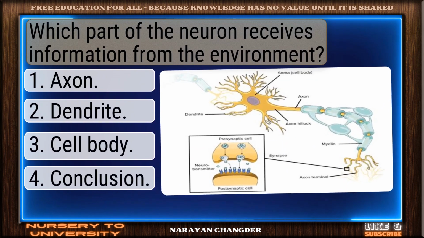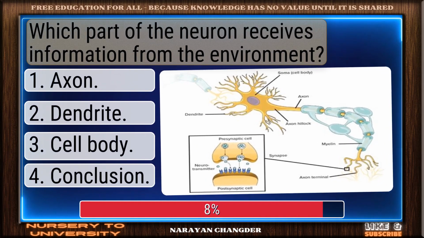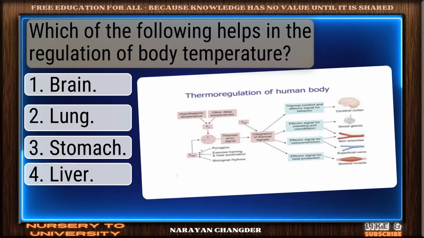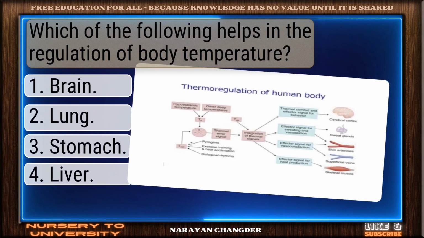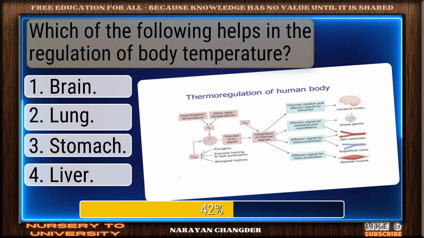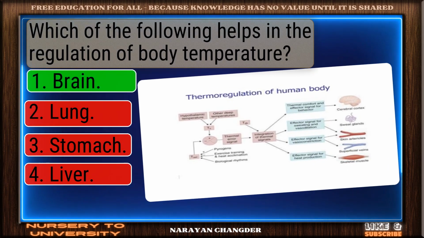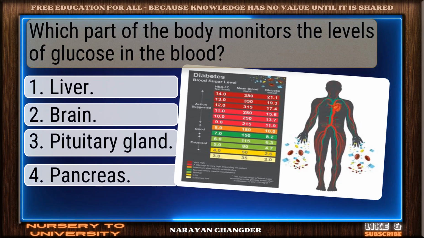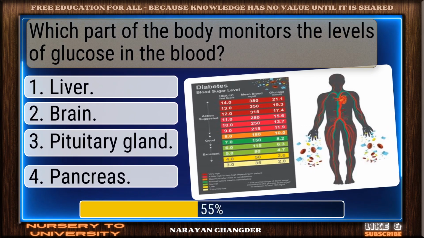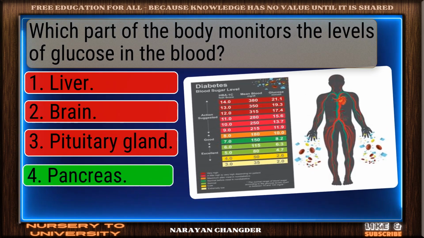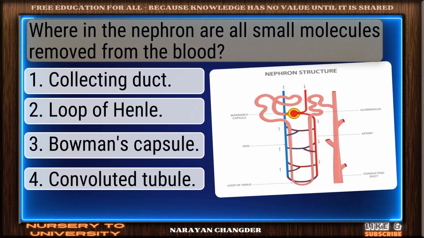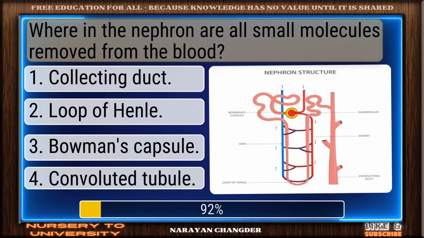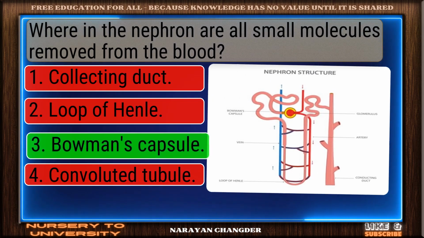Which part of the neuron receives information from the environment? On track, dendrite is correct. Which of the following helps in the regulation of body temperature? Correct. Brain is spot on. Which part of the body monitors the levels of glucose in the blood? Good job. Pancreas works well. Where in the nephron are all small molecules removed from the blood? Good thinking. Bowman's capsule is right.